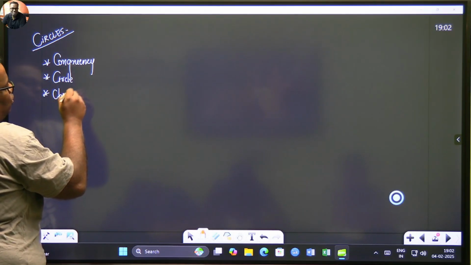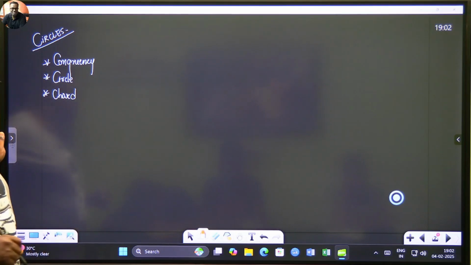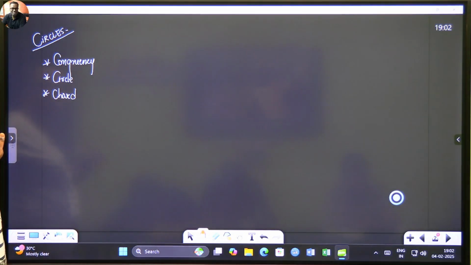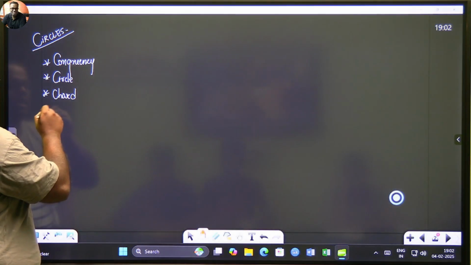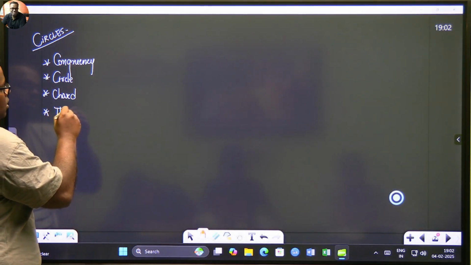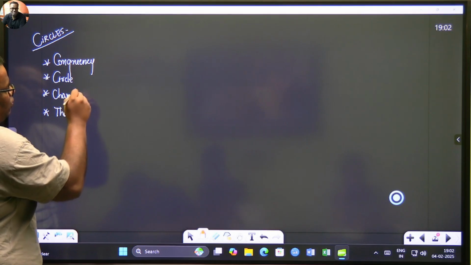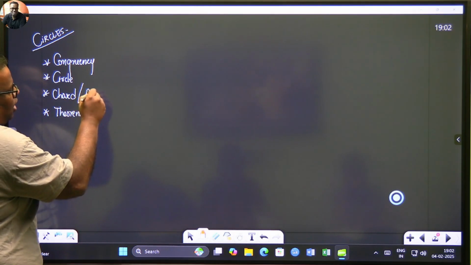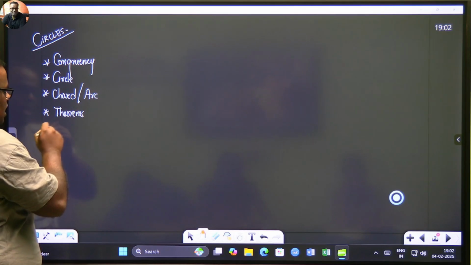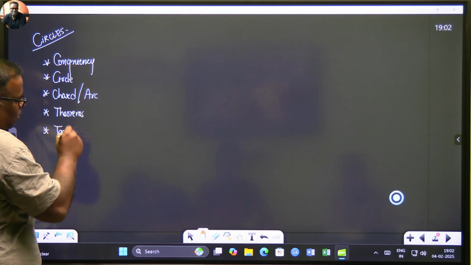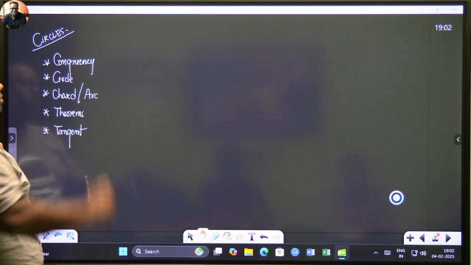I might not be following the textbook, but I assure you that at the end of the day you'll understand everything. Chord. And then I would be going on to some theorems. After chord, I would also speak about arc, then some theorems, and finally we'll speak about tangent. So we have lots to cover. If we are set, we start with congruency.